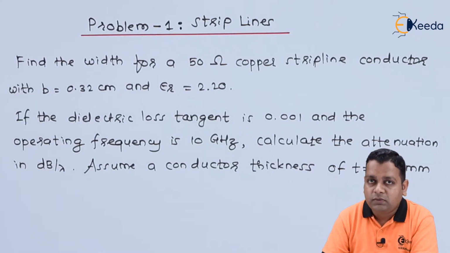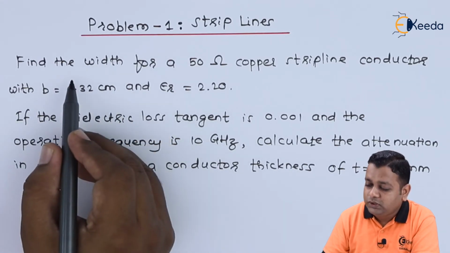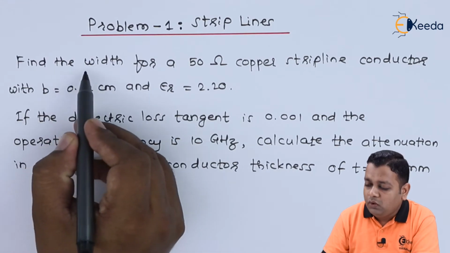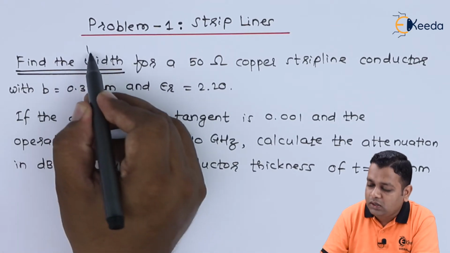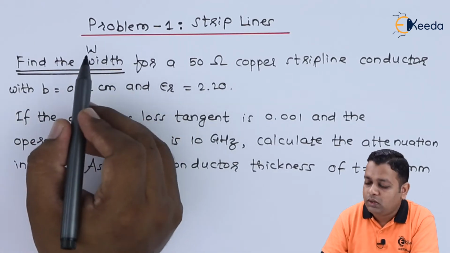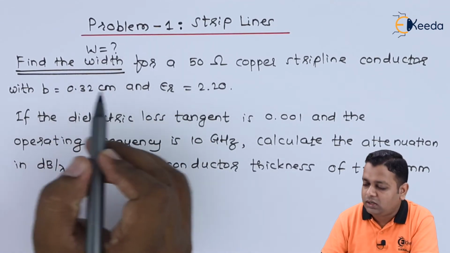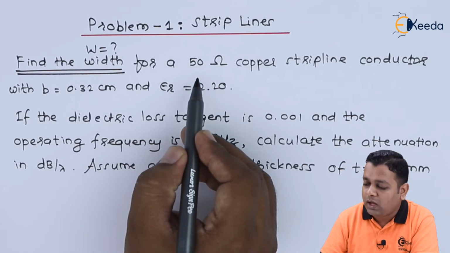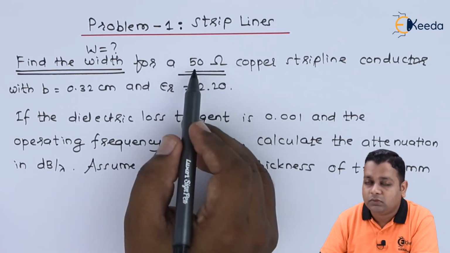To read the problem statement, the information is given with respect to certain dimensions and other parameters characterizing the different materials used for manufacture of the strip line. First of all, it mentions a requirement to calculate the width. So let us say the width can be denoted, as we have seen in the previous video, by W. So W is what the question asks directly, and we have been provided the values for 50 ohm.